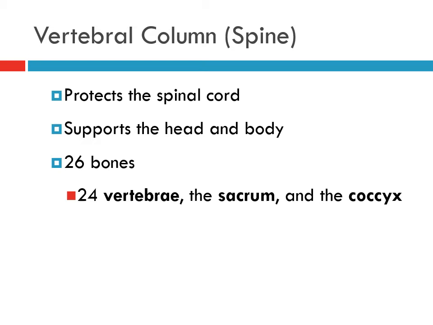All right, so we're moving on to the spine. The spine is also called the vertebral column. It is a column of vertebrae. Its function is to protect the spinal cord, support the head and body. It's made up of 26 bones, which are 24 vertebrae, 1 sacrum, and the coccyx. And the coccyx is one bone, although it originates as 5 separate bones, so 3 to 5 bones. But the way that we look at the vertebral column is 24 vertebrae, 1 sacrum, 1 coccyx.